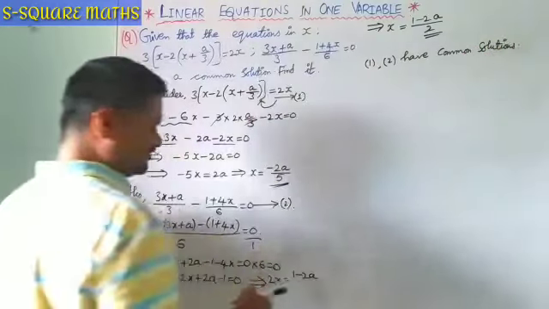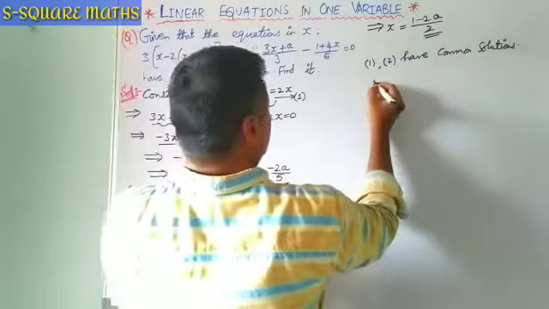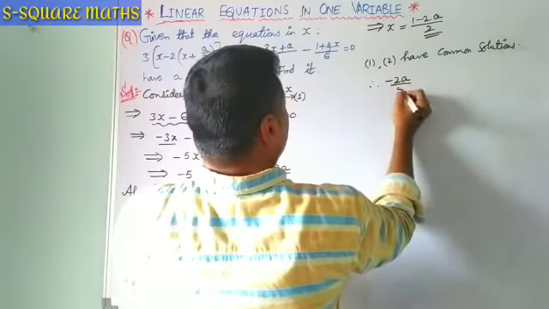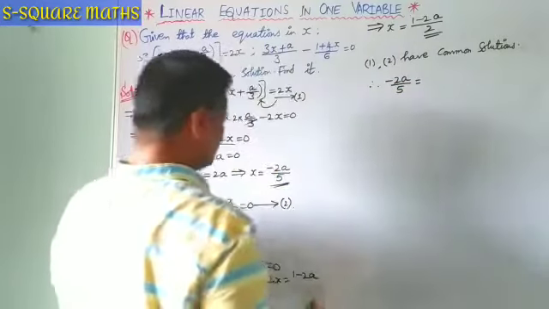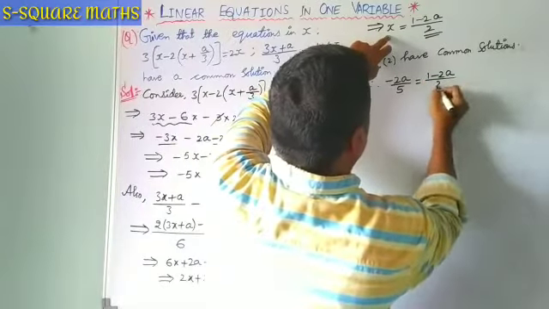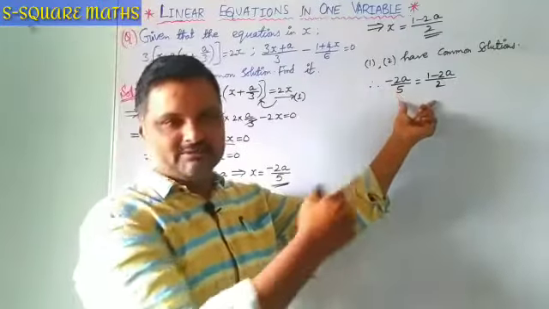Since they have the common solutions, equate the x values, this x value and this x value. Therefore, I can write it now minus 2a by 5 is equal to 1 minus 2a by 2. If you observe carefully, this is a linear equation in the variable a.